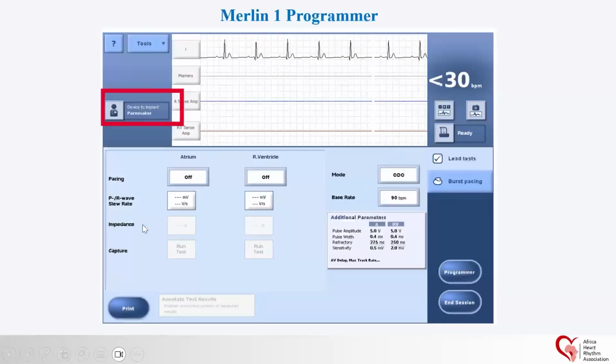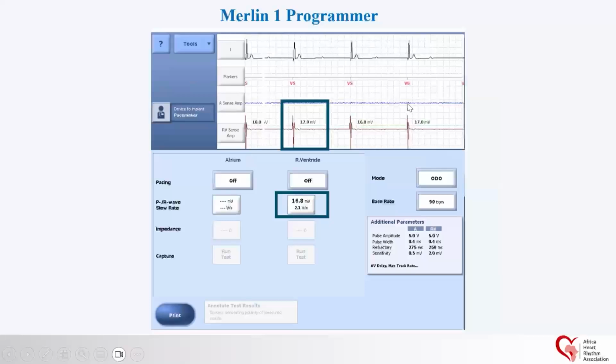So here we have the 3 parameters. We have sensing, that means the R wave or P wave that we will detect, and the impedance of the lead, and the capture, that means the threshold. So how will we test the lead? The first one, for example, we connect the ventricle lead. We connect the ventricle lead to the programmer by the cable, to the adapter and the PSA. So in this case, we will have this value, the R wave, is the sensing.